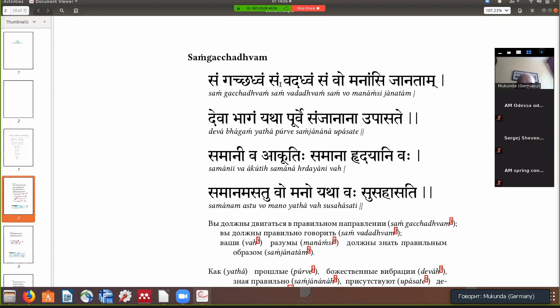This sam is a prefix. It corresponds to com or con in Latin?